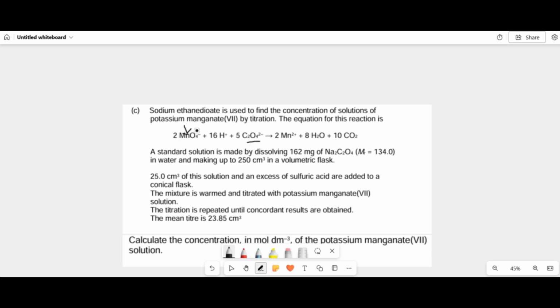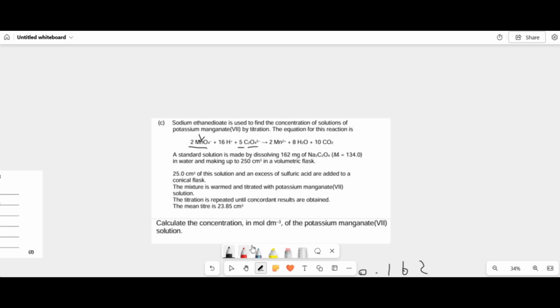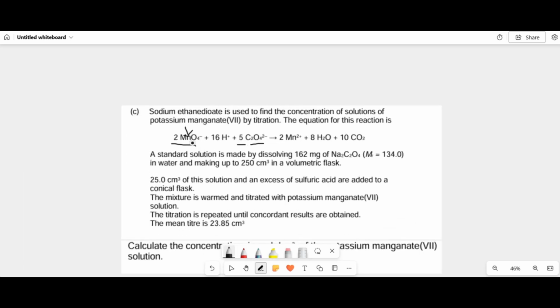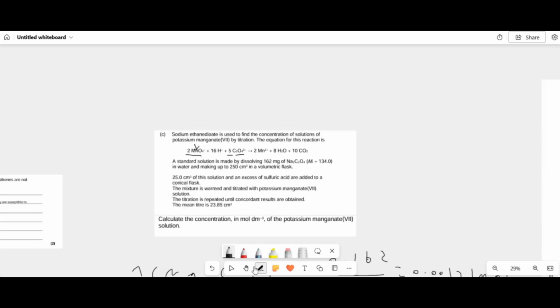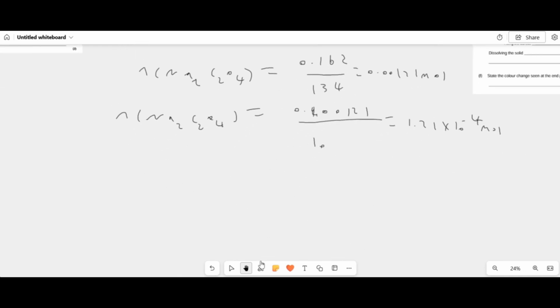To find how many moles of the manganate, you're going to need to divide it by 5 to find how many is in one molecule, and then times it by 2 to get how many is in that. Or you can just times it by 2 over 5. That's the same thing. So I'm going to write that as times 2 over 5. So n of manganate.